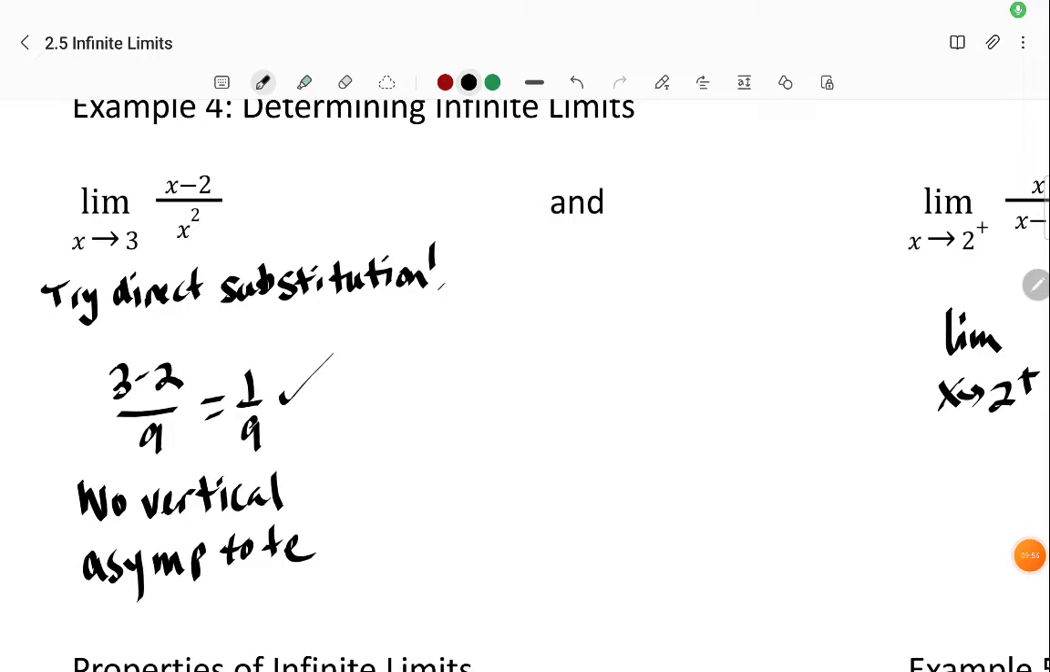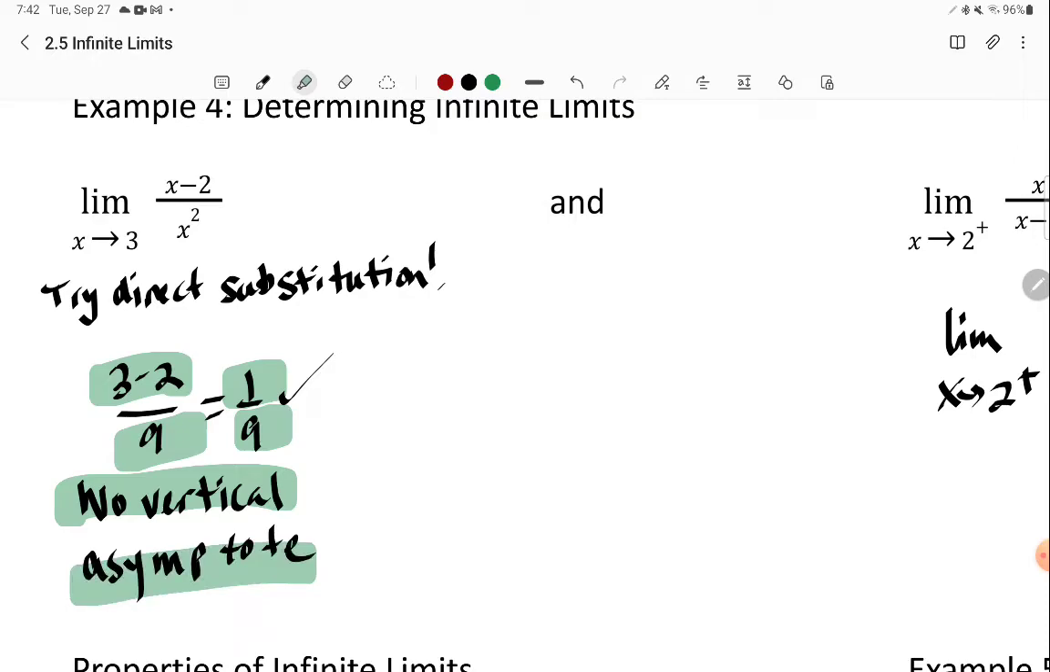Okay, so on the first one, you could graph that and see, but you just look at it algebraically. Sometimes it's fast if you just do a little bit of thinking up front instead of just throwing it into your calculator. Because you can see we can just try direct substitution. And when we do that, we plug it in, you get 3 minus 2 over 9, which is 1 over 9. So that tells us that there is no vertical asymptote. There's an actual y value. So there is no infinite discontinuity on that one.